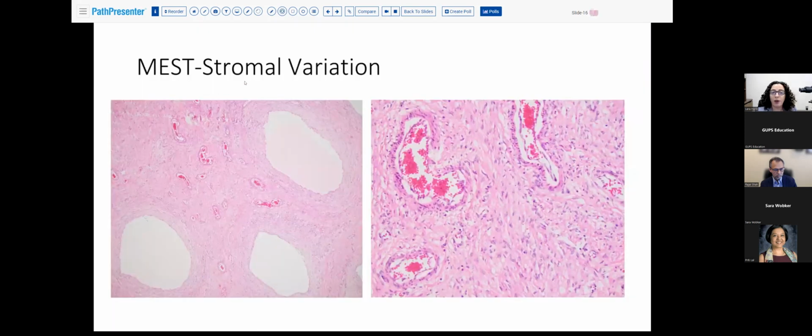Sometimes you can have variations in the stroma in MEST, and those can look a little bit more myoid, like this particular case over here, where you have a little bit more pink cells that give a myoid look to the stroma. But if you look at the vessels, they look like bystanders rather than part of the lesion, like in AMLEC. And so we don't see these spindle cells spinning off of these vessels.